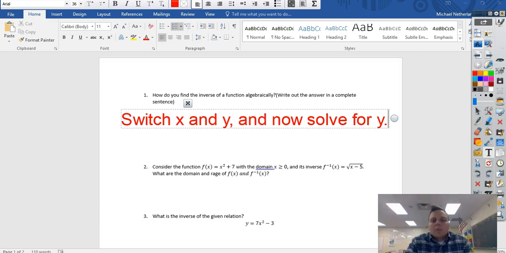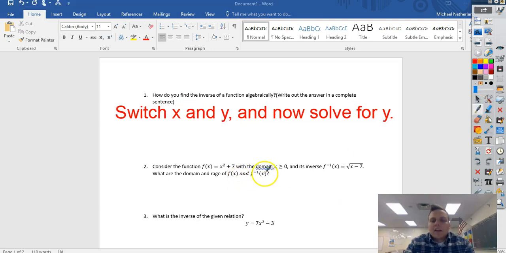Number 2 says, consider the function f of x equal to x squared plus 7 with the domain x is greater than or equal to 0, and its inverse, f raised to negative 1 of x, is equal to the square root of x. It should say minus 7. My apologies, I should say minus 7. What are the domain and range of f of x and of f negative 1 of x?